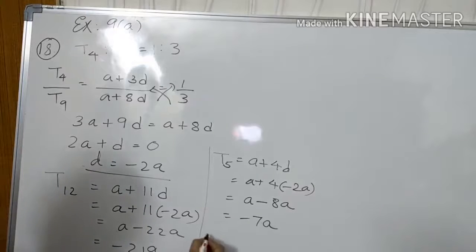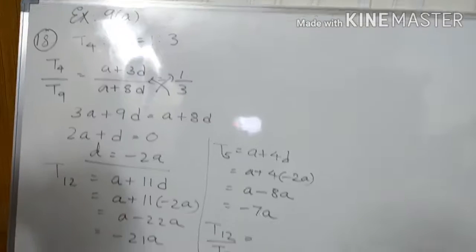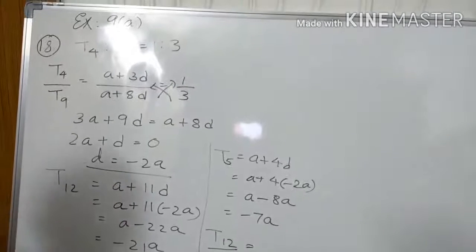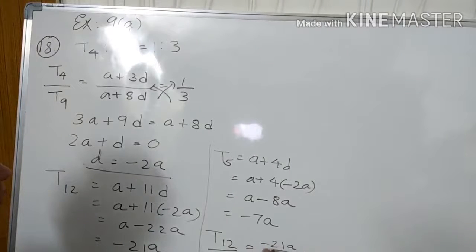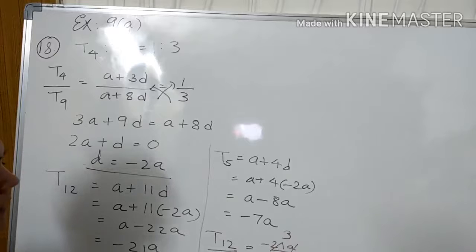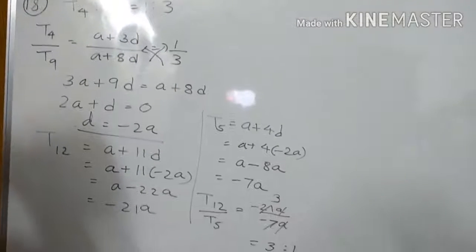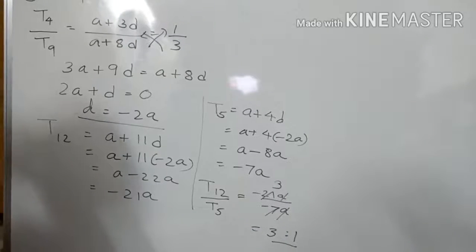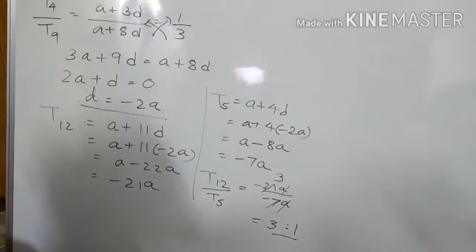Now I write the ratio T12 : T5 is equal to -21a upon -7a. This way the a gets cancelled, and the ratio is 3:1. This is the final answer I found here, 3:1.